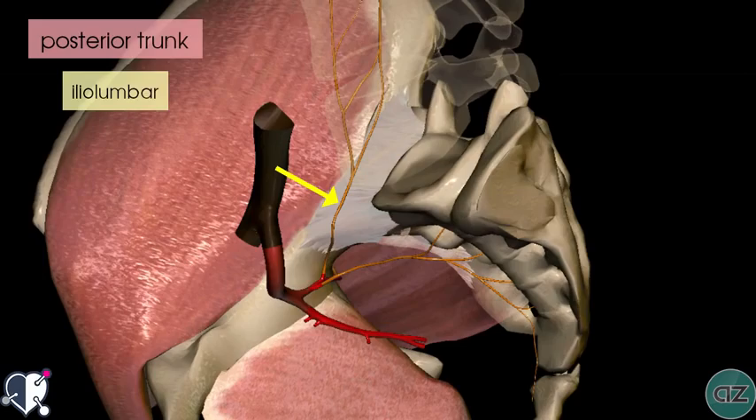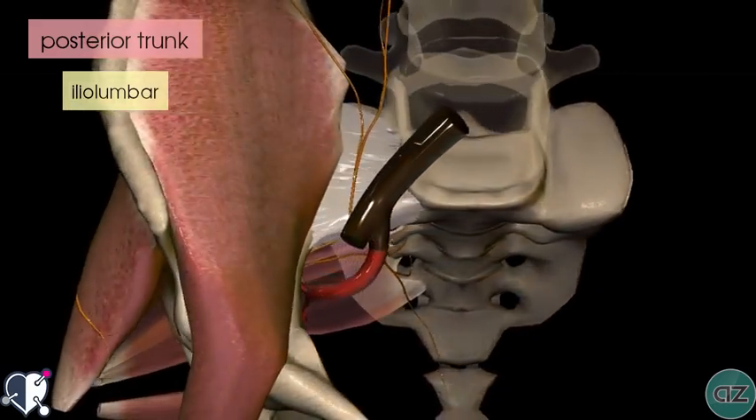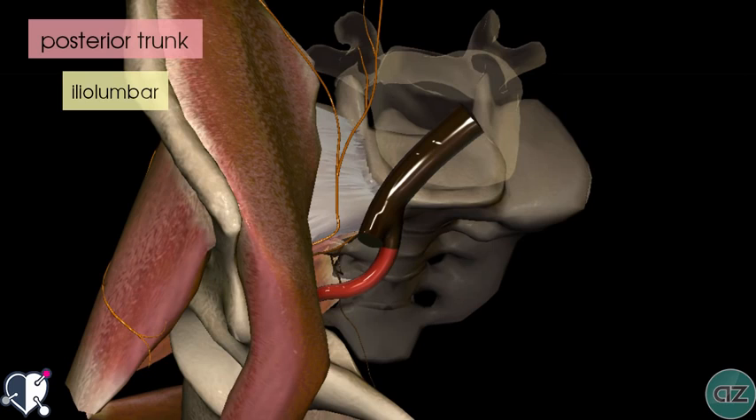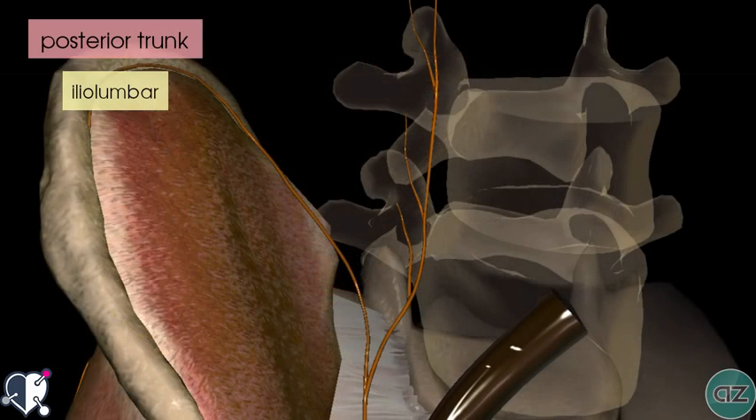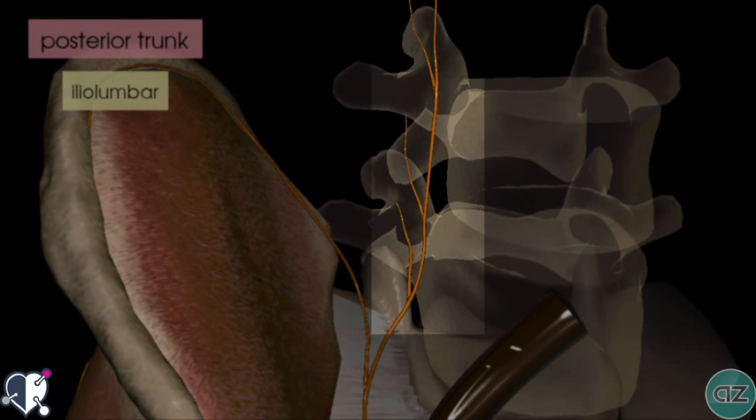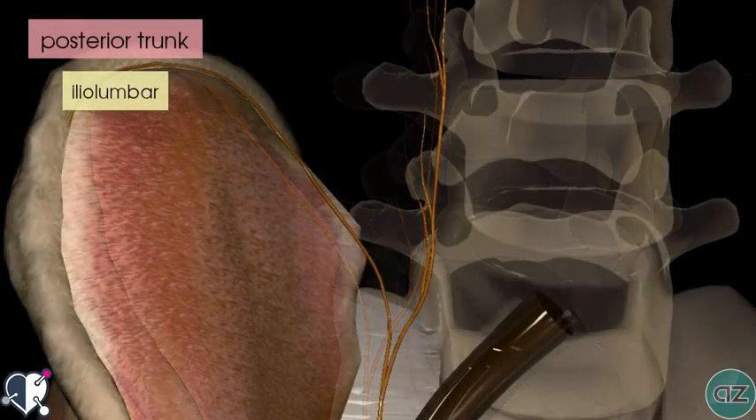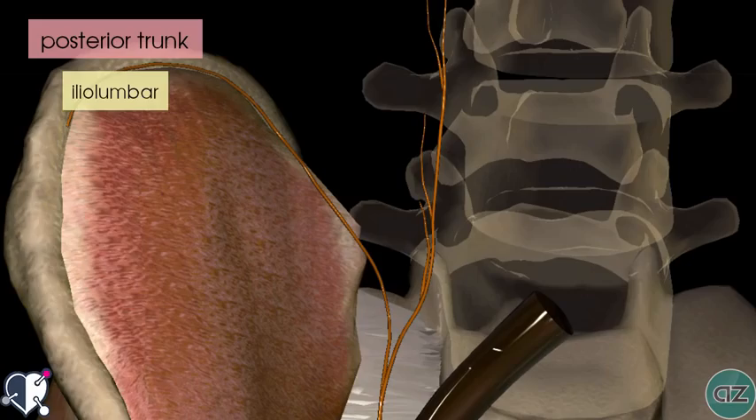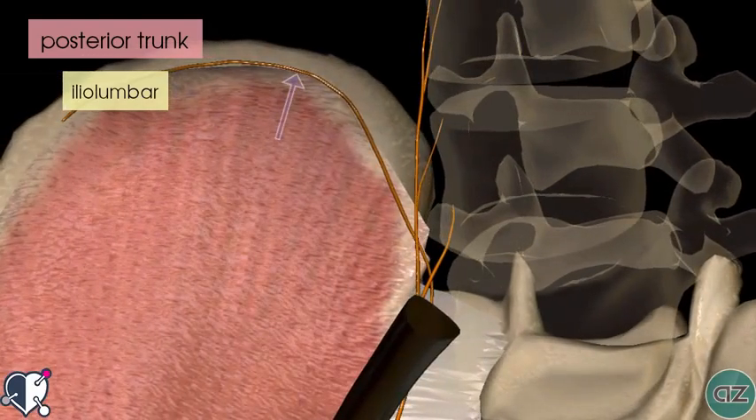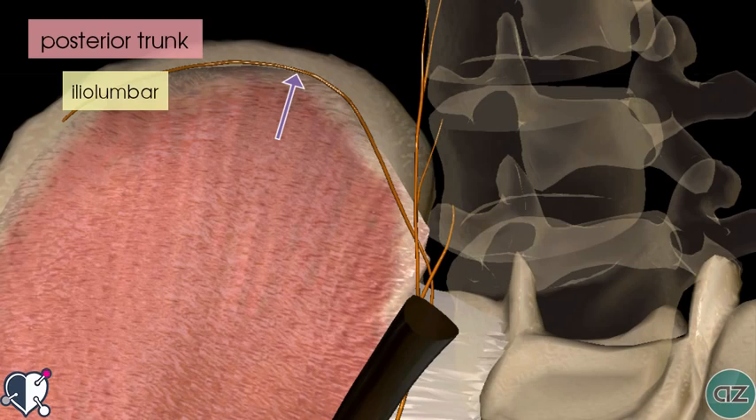So if I just rotate the model around a bit further, you can see the two branches of the iliolumbar artery. You've got the iliac branch and the lumbar branch. I've just zoomed in for a better view and you can see the lumbar branch, which extends superiorly just adjacent to the lumbar vertebrae. And then taking a look at the iliac branch, you can see how it runs around the iliac crest, and this artery supplies the iliacus muscle, which you can see here.